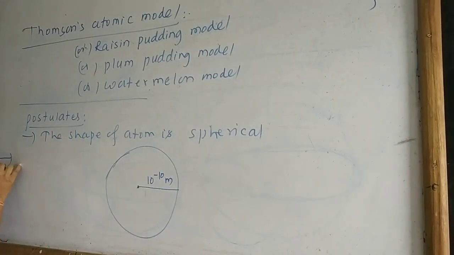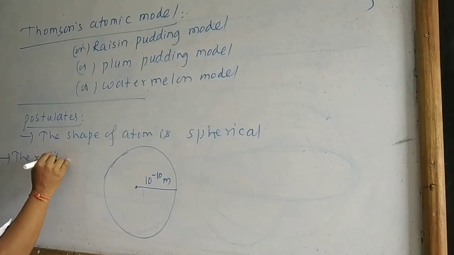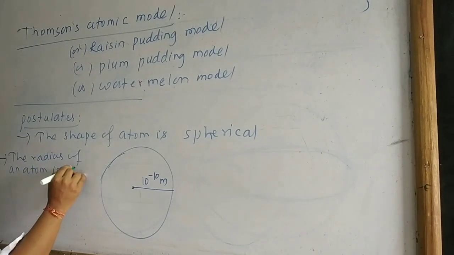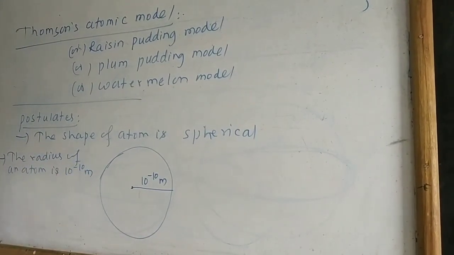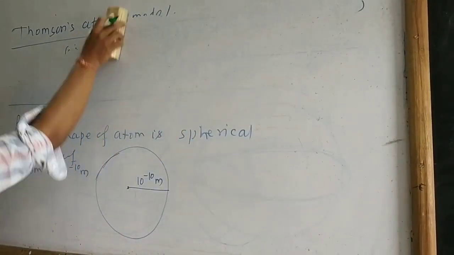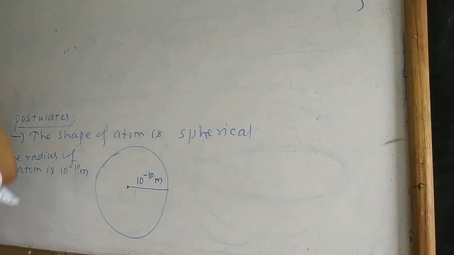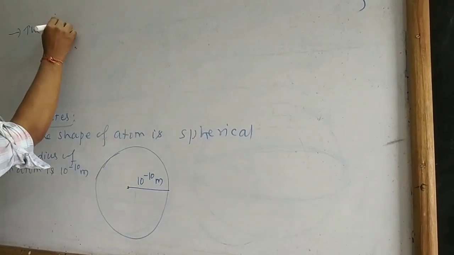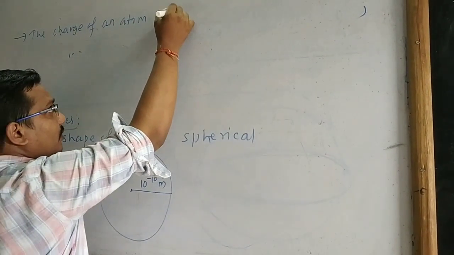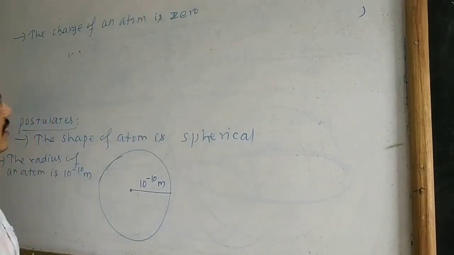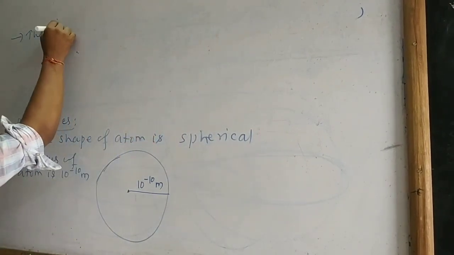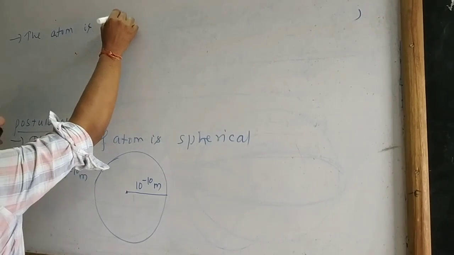So you can write the second point: the radius of an atom is 10 to the power minus 10 meters. Let me discuss the next point. According to Thomson, the charge of an atom is 0. That means we can write the atom is neutral.